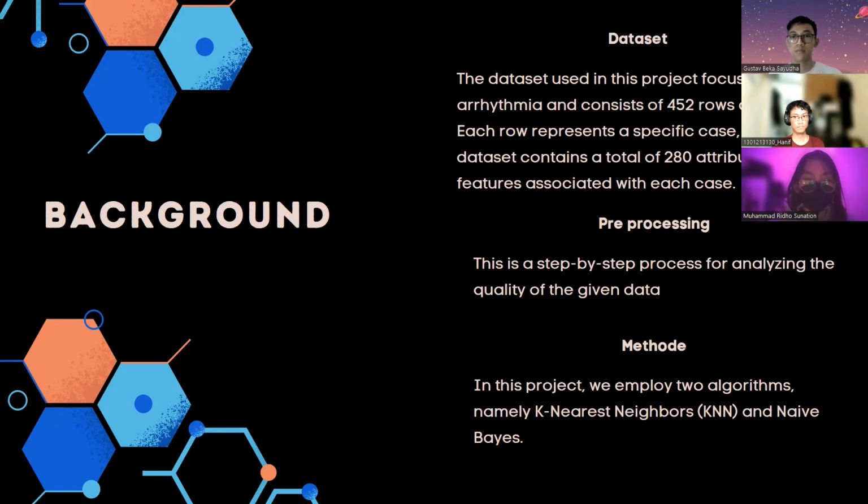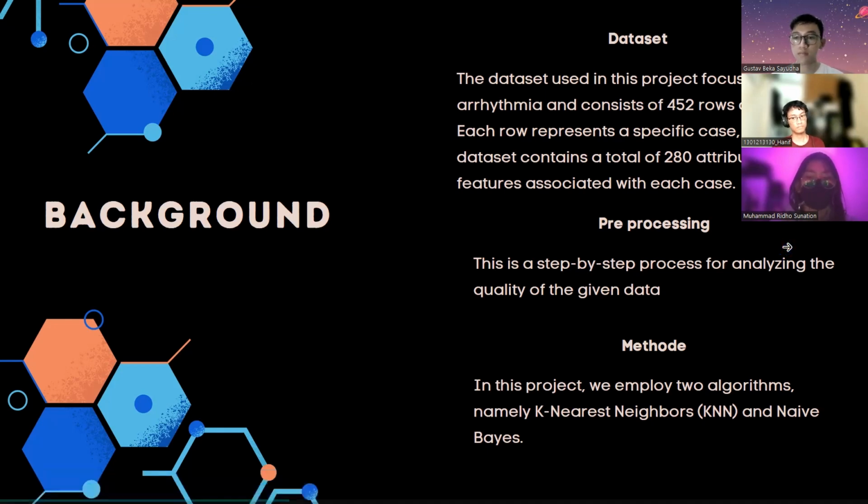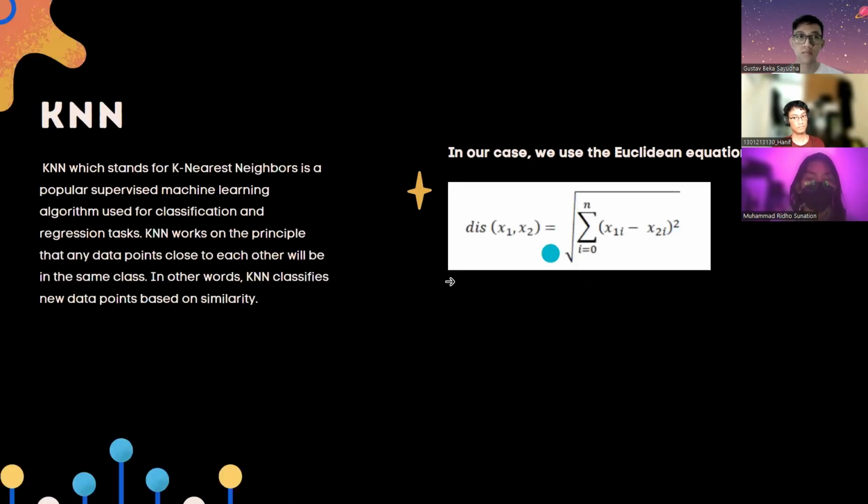Pre-processing. This is a step-by-step process for analyzing the quality of the given data. Method. In this project, we employ two algorithms, namely K-Nearest Neighbors, KNN, and Naive Bayes. Next.